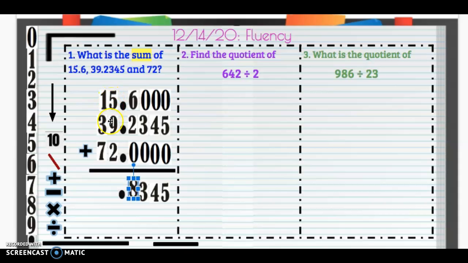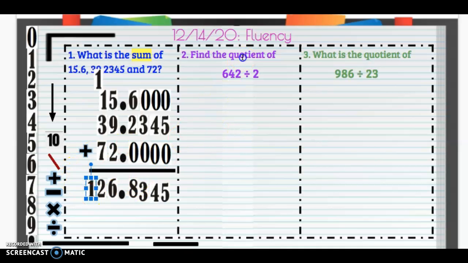5 plus 9 is 14. 14 plus 2 is 16. 1 plus 1 is 2. 2 plus 3 is 5. 5 plus 7 is 12. Alright. So there's your answer for the sum.